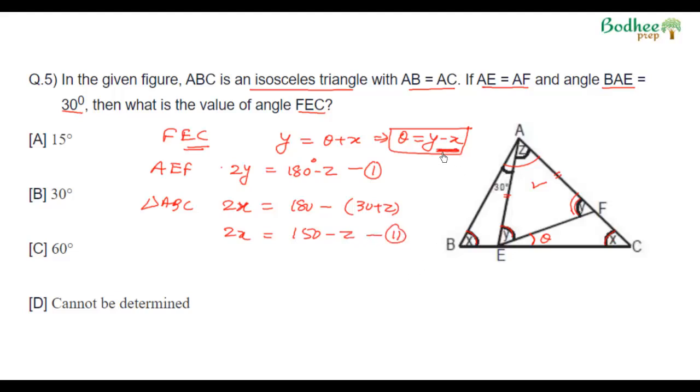Now we are interested in getting y minus x. So obviously let us subtract the second equation from the first. So obviously this z will get cancelled out, and we'll be getting 2 times (y minus x) is equal to 180 minus 150, which is equal to 30 degrees. So the value of y minus x is equal to 15 degrees, and that is nothing but equal to theta. So option A becomes the right answer.